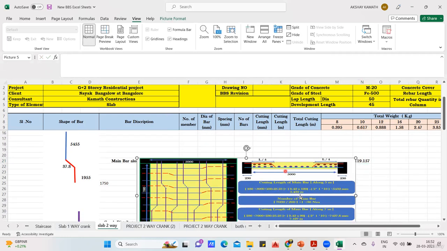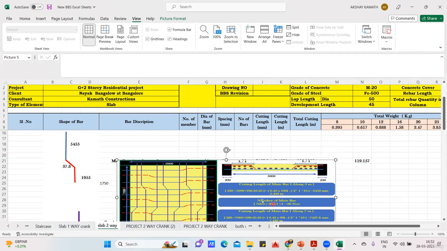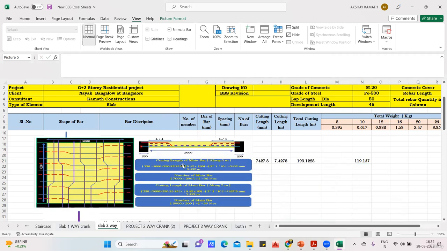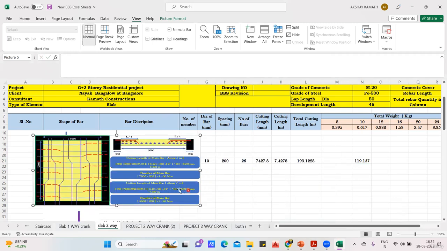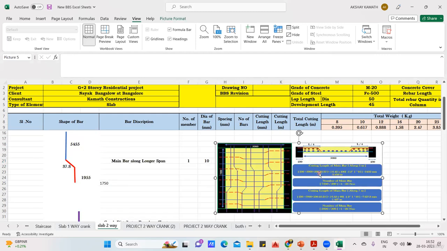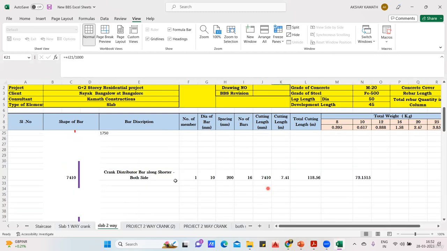So whatever I have done, everything we have got manually. See here, how much did you get? Cutting length 7.427. Same thing you got here. Number of bars you got 26. Same thing we got here. Understood, right? This is done. Now come to the crank distributor.